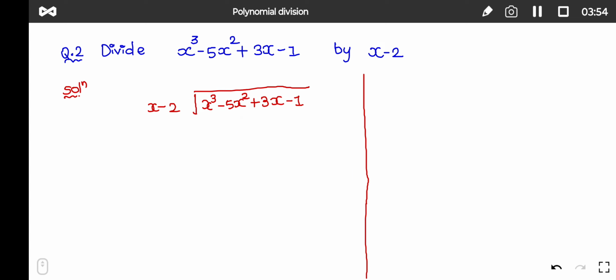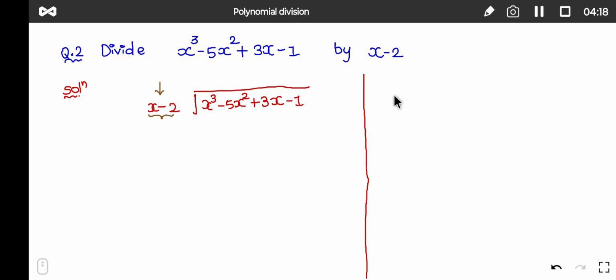So the question is we have to divide x cube minus 5x square plus 3x minus 1 by x minus 2. Okay, so this bigger polynomial we have to divide, so we'll write that down inside. We have to divide by x minus 2. So this is our divisor. So the first step is to check whether it is in order or not. So yes, it is in order: power 3, power 2, power 1 and then 0.